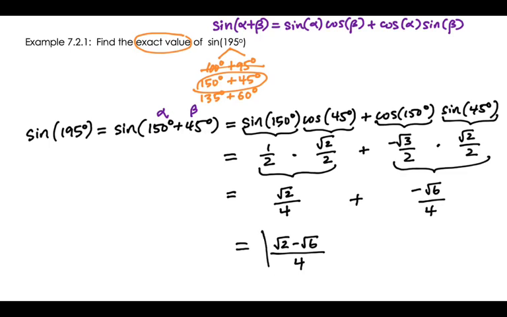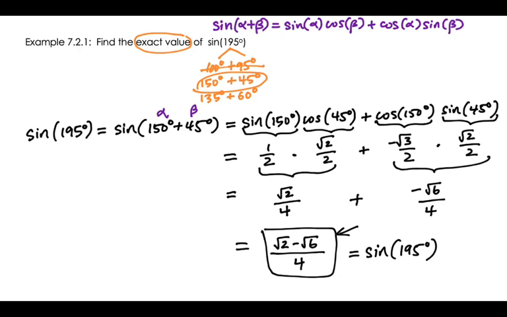Right, and that is our answer. All right, so you can go to your calculator and type in sine of 195 degrees. I don't have a calculator with me, so I can't do it. But figure out the decimal for sine of 195 degrees. Just make sure you're in degree mode on your calculator. And then type in this fraction that we got, root 2 minus root 6, and then divide it by 4. It should give you the same value that the calculator gives you for sine of 195 degrees.